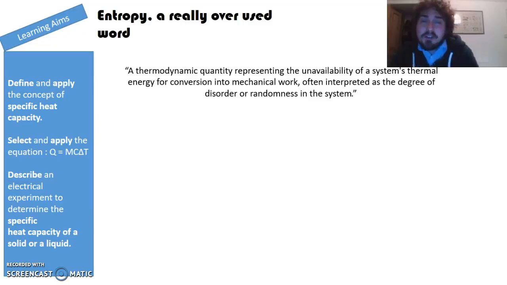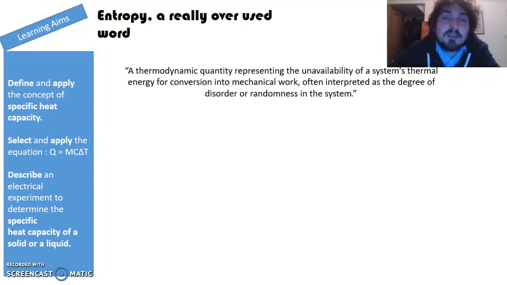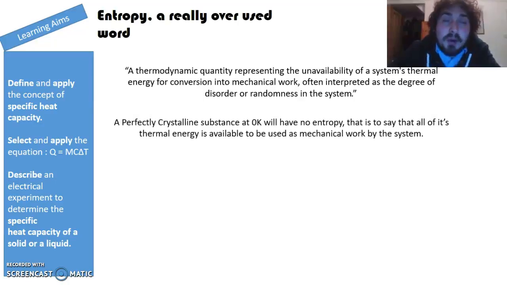The physical definition of entropy is a thermodynamic quantity representing the unavailability of a system's thermal energy to be converted into mechanical work. This is often interpreted as the degree of disorder or randomness that the system is currently in. A perfectly crystalline substance at 0 Kelvin or absolute zero will have no entropy, and so that is the least disordered, or most ordered, or least random system with the highest capacity to convert its energy into mechanical work. All of its thermal energy.